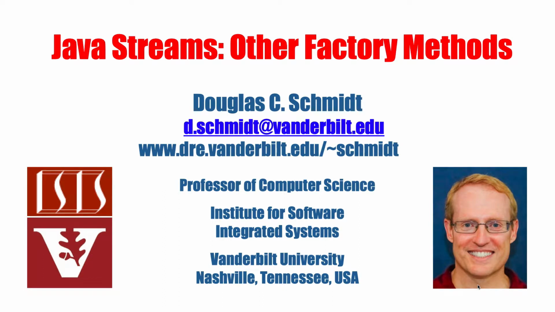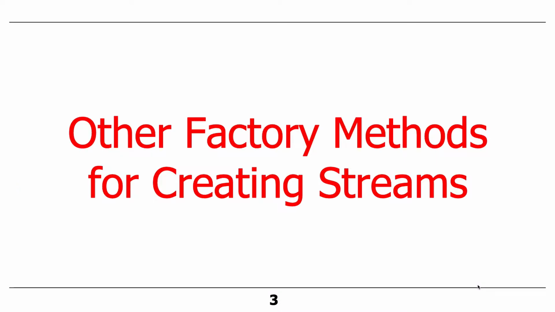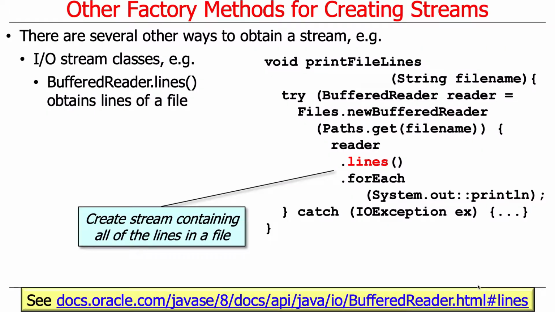What I covered before were the most common factory methods. We're now going to spend a little time talking about other factory methods, because there is a whole boatload of other factory methods as well. So we'll just talk about some of them. One way to create a stream is by using the IO stream classes. Just to be completely confusing, as we talked about before, we have IO streams, and then we have Java 8 streams. They both say stream.